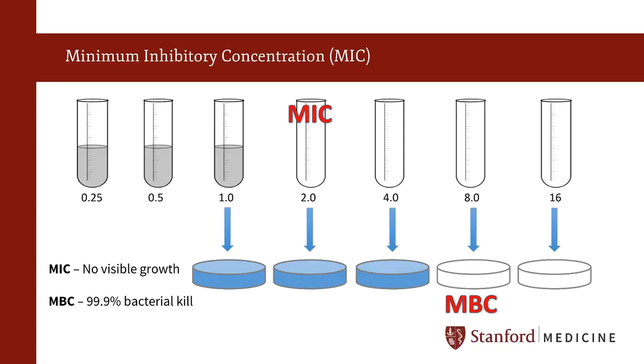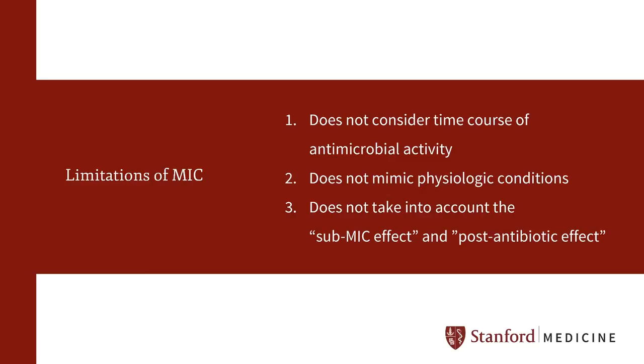Although MIC and MBC are excellent predictors of the potency of an antimicrobial agent against the infecting organism, they suffer from the static nature of the methods used for their determination. MICs and MBCs do not take into account the time course of antimicrobial activity, nor do they mimic physiologic conditions such as the intermittent administration of an antibiotic to a patient, which results in the target pathogen being subjected to a constantly changing concentration of the drug. The MIC also does not provide information on the effects of the antibiotic at concentrations below the MIC, also known as the sub-MIC effect, as well as the post-antibiotic effect, which is the persistent inhibition of bacterial replication after removal of the antibiotic from the system.